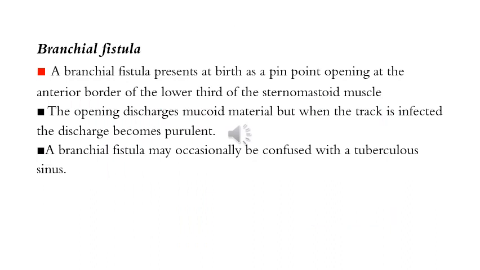Branchial fistula is present at birth as a pinpoint opening at the anterior border of the lower third of the sternocleidomastoid. The opening discharges mucoid material, but when the tract is infected, the discharge is pus. Branchial fistula might occasionally be confused with a tuberculous sinus.